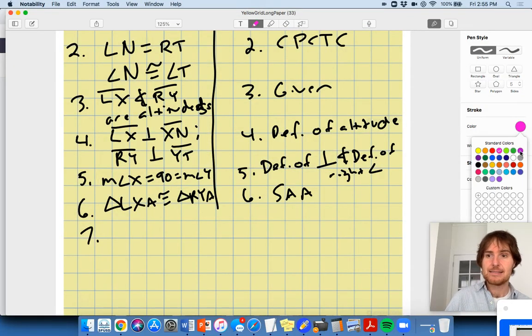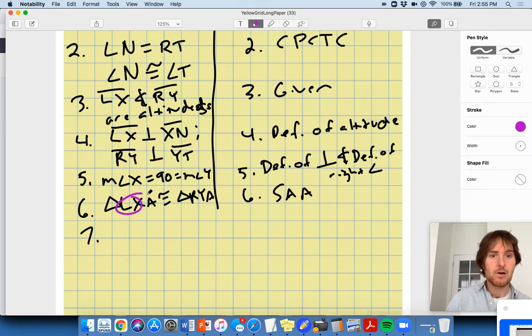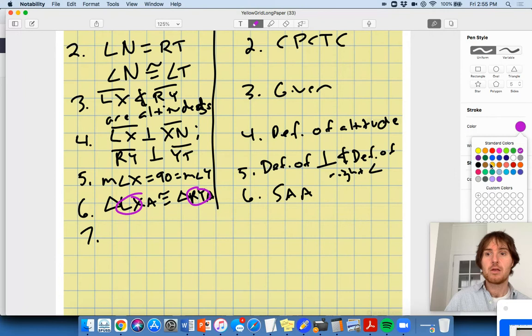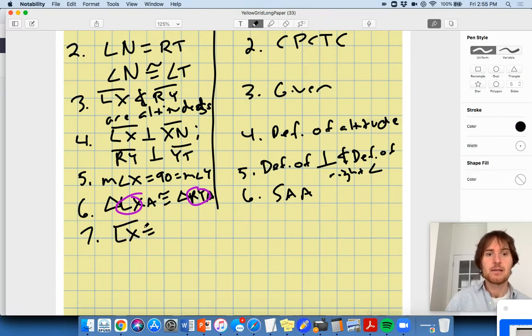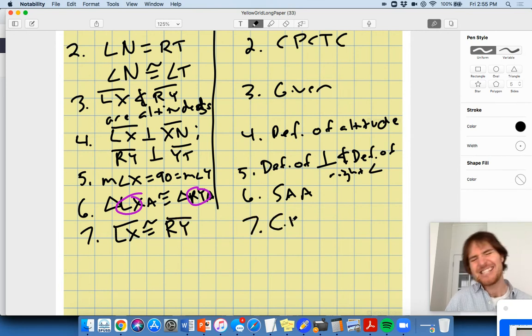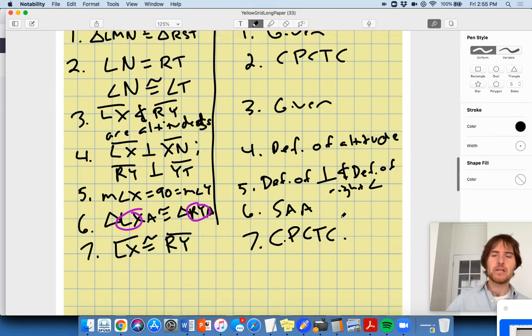LX and RY are certainly corresponding parts of congruent triangles. So we're going to get LX congruent to RY. And the reason for that, CPCTC. Drop the mic, another video down for you here.